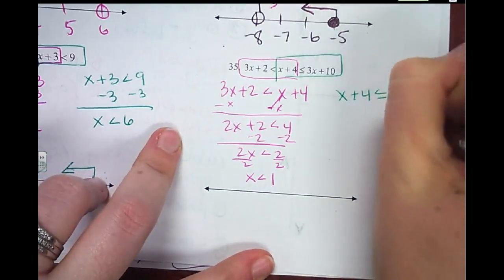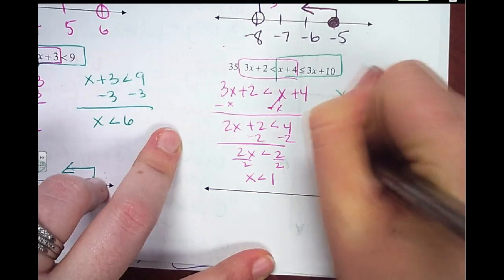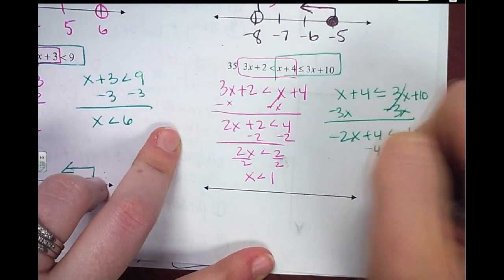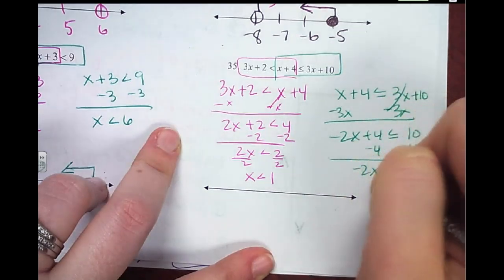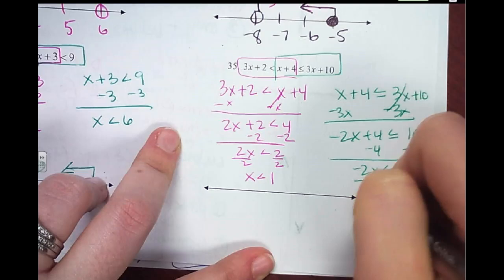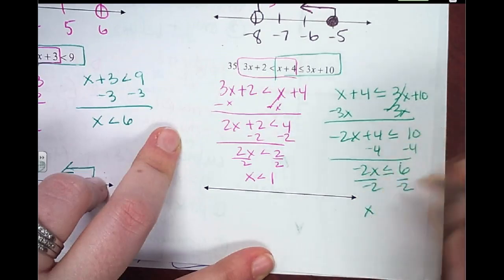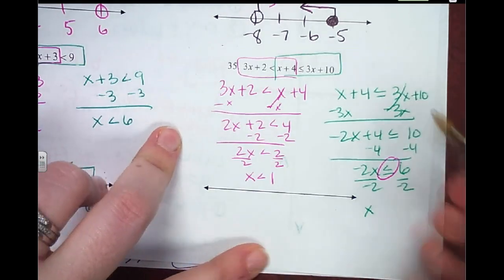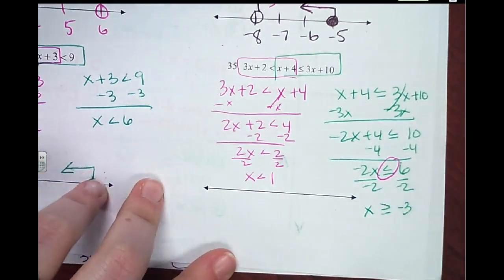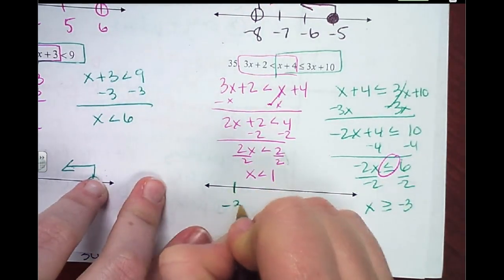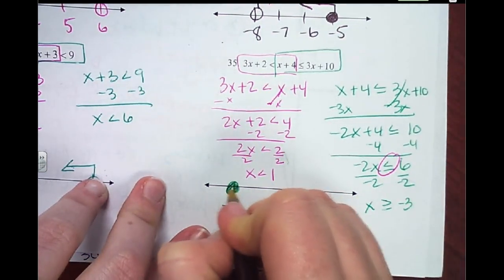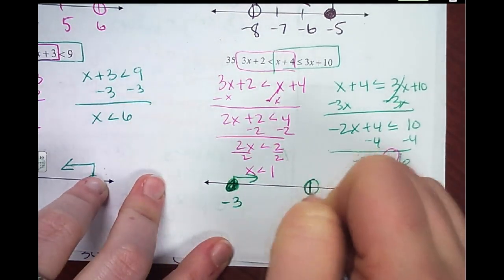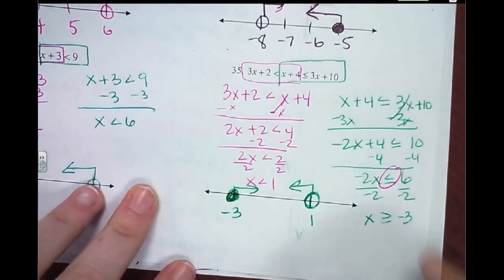Again, I like my x's on the left. Minus 3x. Negative 2x plus 4 is less than or equal to 10. Minus 4. Negative 2x is less than or equal to 6. Okay, I just divided by a negative. I have to flip the sign. So negative 3. Okay, so I have negative 3 over here, a closed circle pointing to the right. And I have positive 1, an open circle pointing to the left.